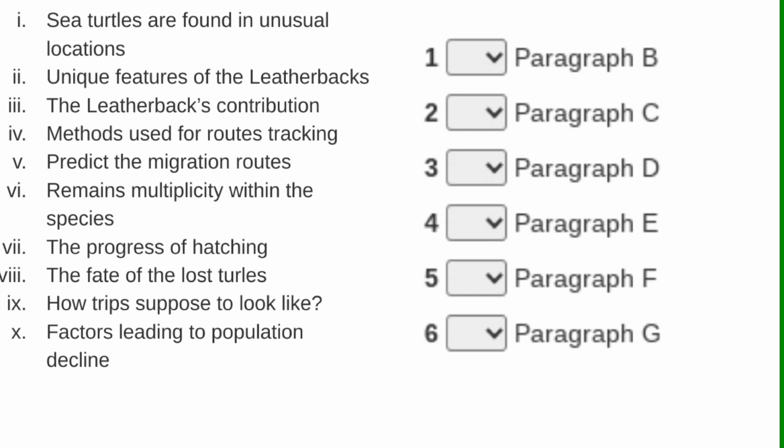Here we see again a drop-down box next to the paragraph. You will have a list of the Roman numerals in that drop-down box, and you have to select the correct one, the correct heading that goes with that paragraph. Now, when the questions are asked this way, there will always be more headings than there are paragraphs. So there will be headings in this list that you don't use as an answer.